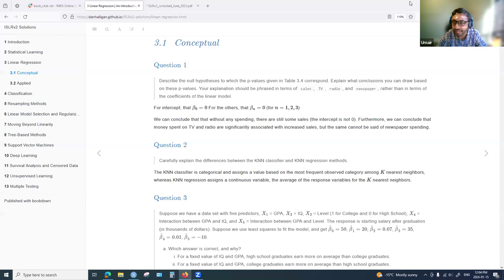How do I unpin the Zoom bar? I'm gonna get to my tab for the book.